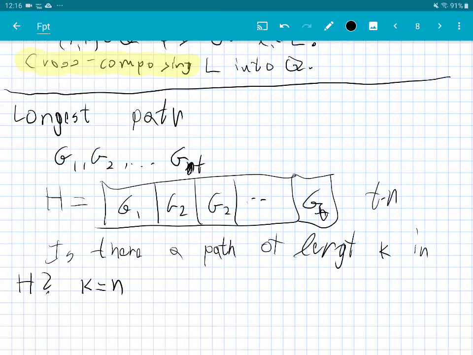The intuition is that if a problem is easily composable and it's hard, then it cannot have a polynomial kernel. If it has a polynomial kernel, then it cannot be composable or cross-composable.